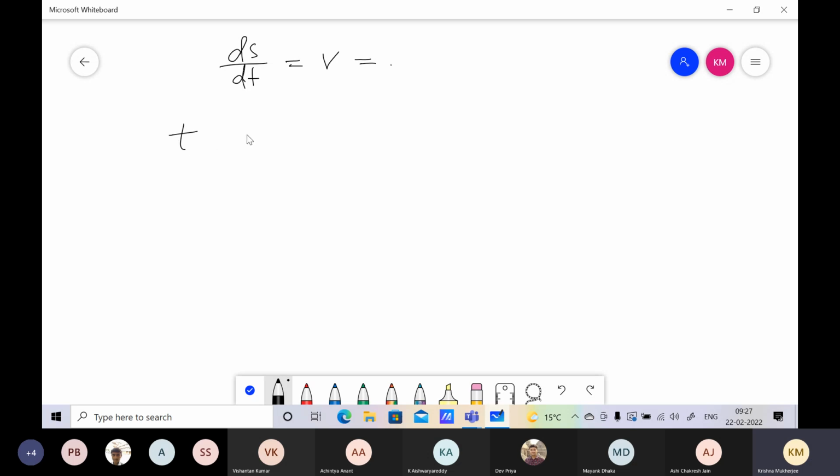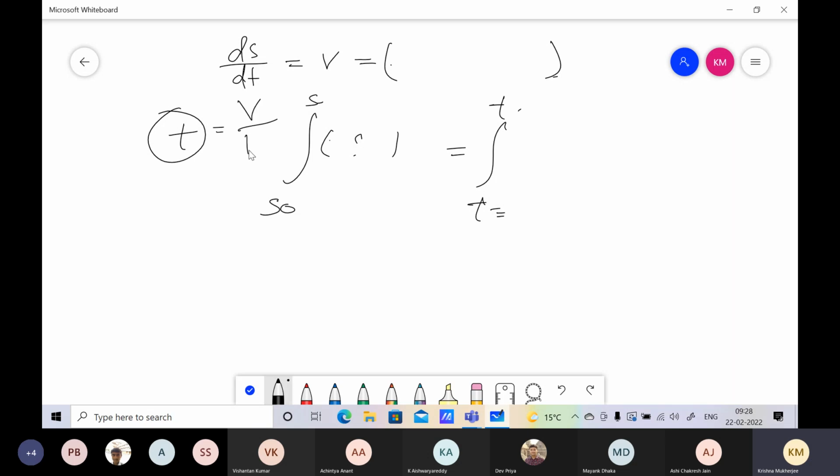So if you find out the time required, you find out the integral of whatever is the ds function, where ds by dt is equal to whatever function. If you find out the integral from s0 to s, with t equal to 0 to t, then this t can be found out, and t is equal to V upon F. So you can find out volume. Yes, sir, got it. I was mistaken.